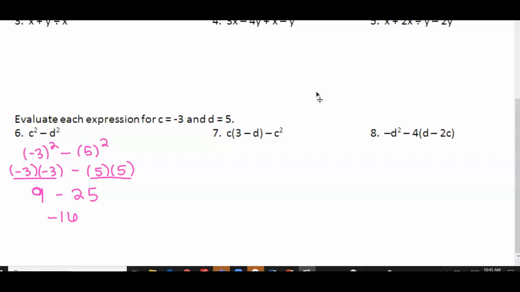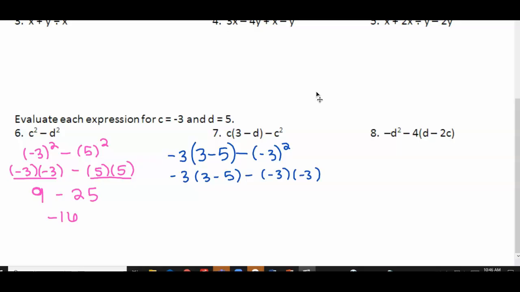In 7, you have negative 3, parentheses, 3 minus 5, minus negative 3 squared. Here's where students tend to make a mistake. This is not a minus, because technically that's negative 3 multiple times. So technically there are 3 negatives, not 2.